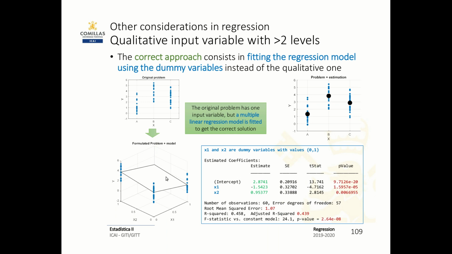So if we think of these data in the new space defined by the variables x1, x2, what we have here at the 0, 0 are the C observations, and then in x1 we have A, and in x2 we have B. So it is equivalent to fitting a plane within this x1, x2 space.